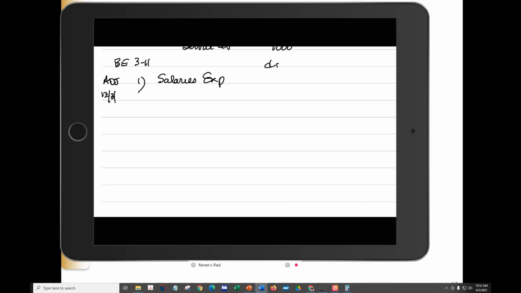Salaries expense. What we do here is credit salaries payable. And it's $400 a day, and there are 3 days. So the December 29th, 30th, and 31st, assuming they all work those days. And we will make that assumption. So 3 days at $400 a day is $1,200.